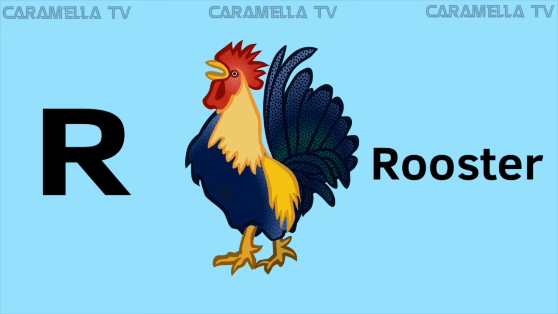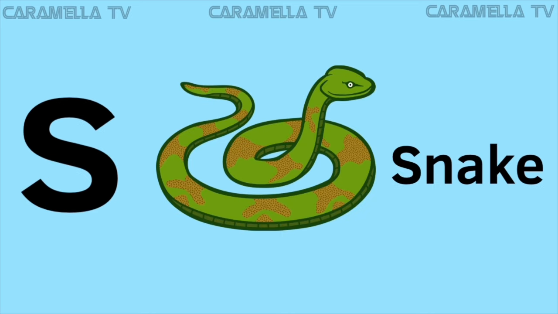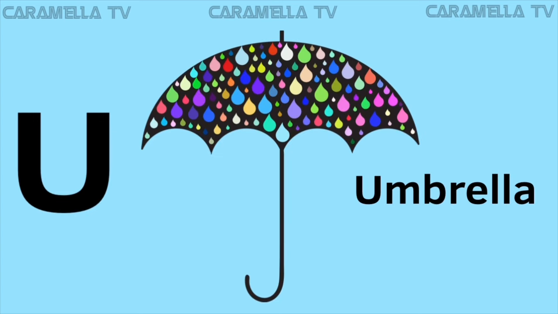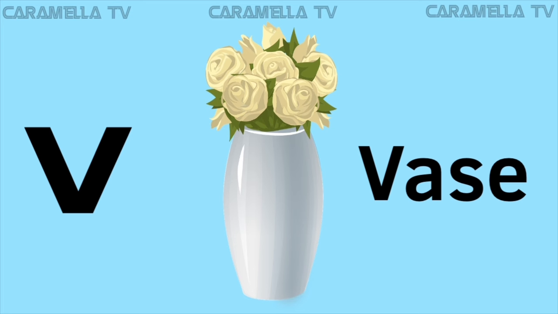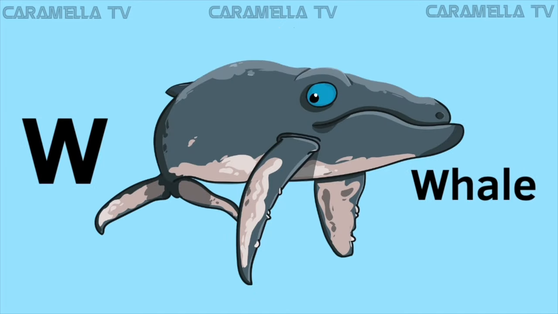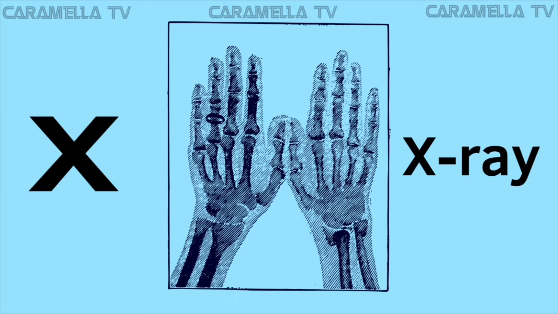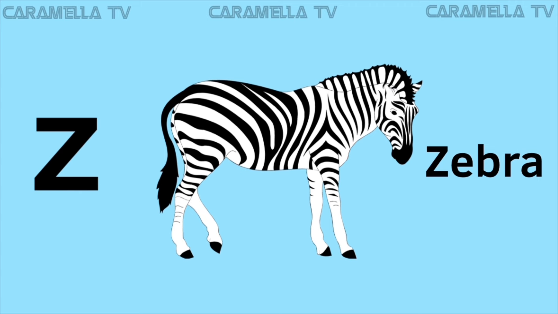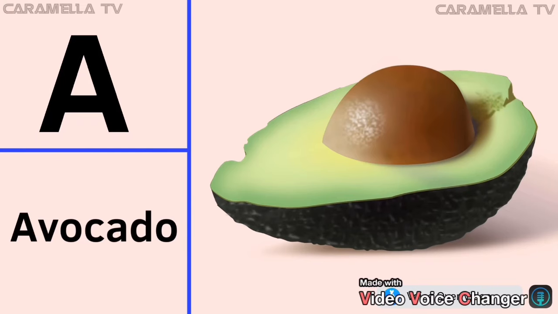R, rooster. S, snake. T, tree. U, umbrella. V, vase. W, whale. X, x-ray. Y, yo-yo. Z, zebra. A, avocado.